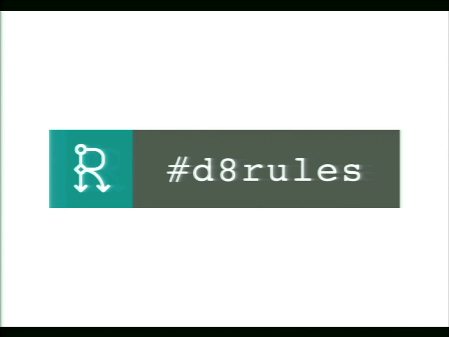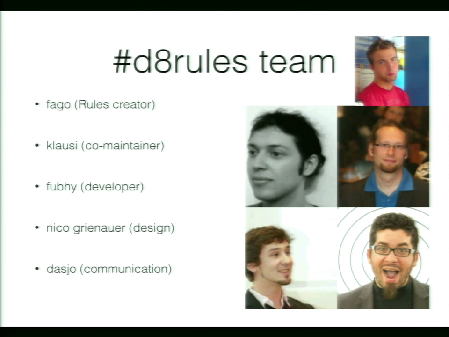D8 Rules is an initiative that is not just me, but we are actually a team. Surprise, all of those five guys, we are from Austria. There is the creator of the rules module, Fago. You might know him also from other modules like the Entity API, Field Collection, Profile 2, and much, much more. And Klaus is his co-maintainer. We also have Fubi on the team. He is the creator of the Omega 4 module. And they are very dedicated Drupal core contributors. I'm responsible for communication, and we also have a designer on board. Nico has also done quite some designs. They have the Drupical website. Maybe you know that. Drupical is a website where you can have a nice overview of all the Drupal events.